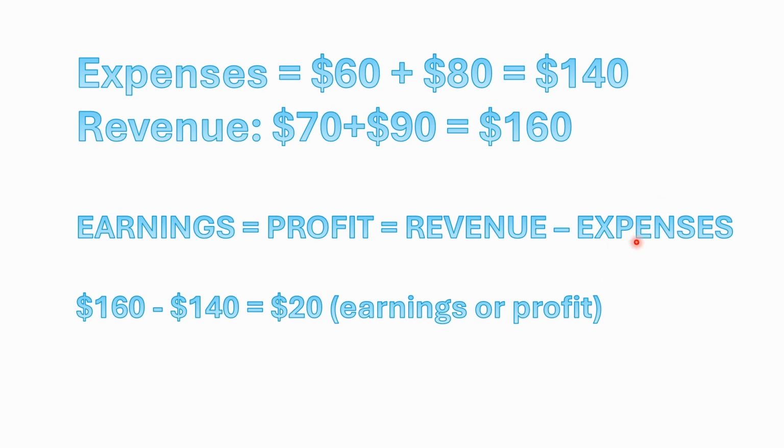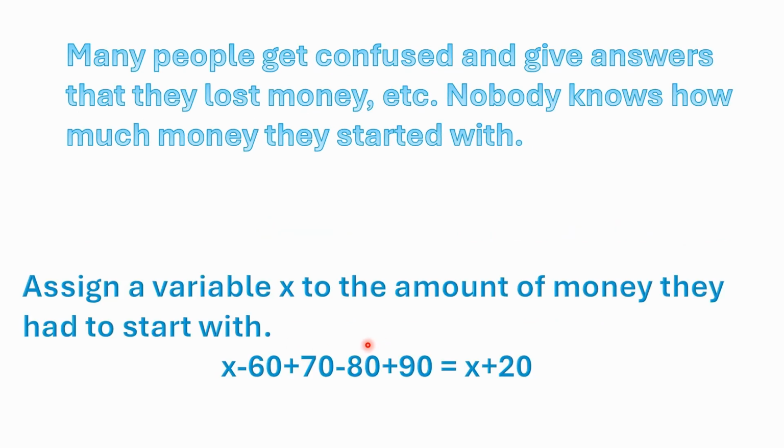So in this case, the expenses is the money that he used to buy the horse the two times. That's the 140. 160 minus 140 is $20. That would be his earnings or a profit, however you want to call it. Like I said, many people are getting confused and give answers that he lost money, etc. And again, I'll say it again, nobody knows how much money this person started with.